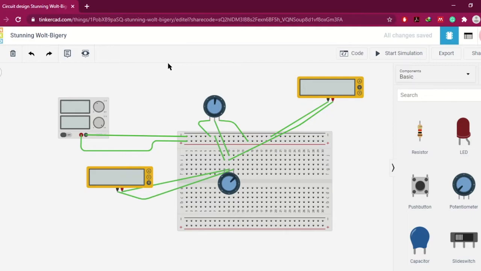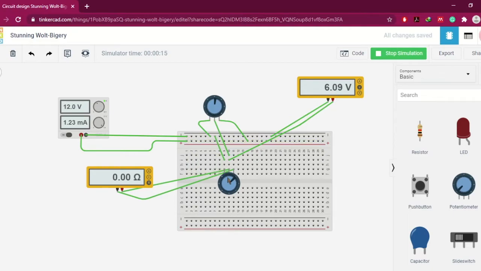Okay, from step 1, I've already constructed the circuit according to the diagram given, and then the second step, which is to adjust the 10 kilo ohm resistance in order to achieve 6 volt. This is the nearest to 6 volt that I've got.